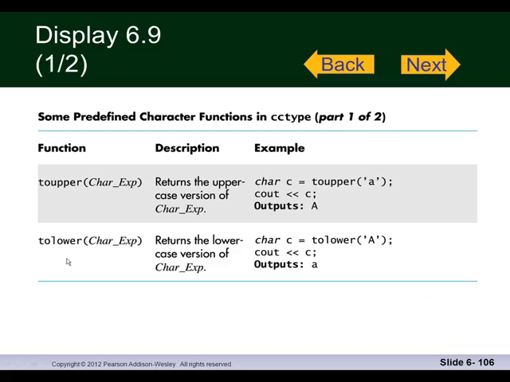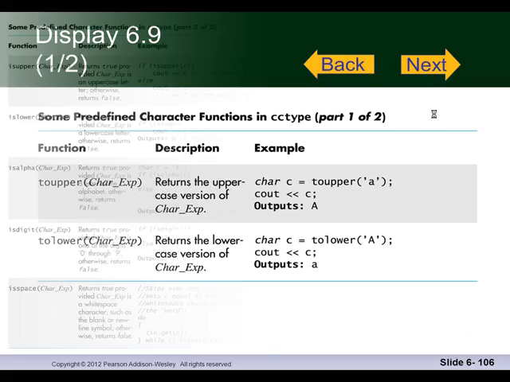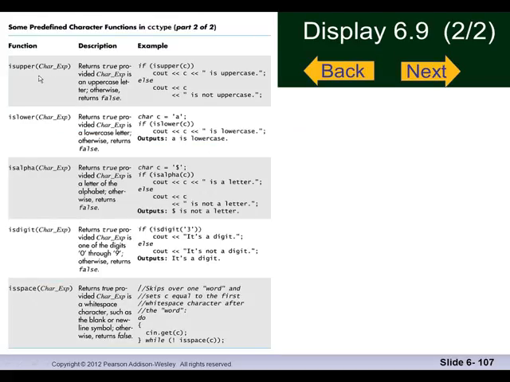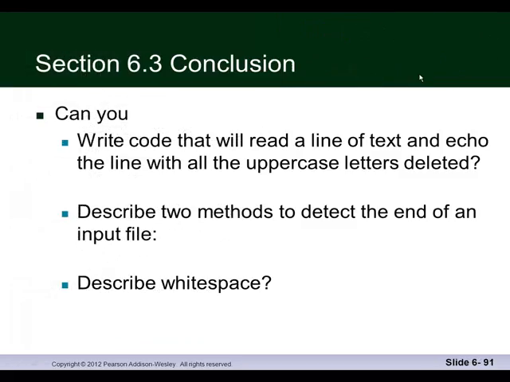So we have toupper and tolower. We have isupper and islower to check if the character is uppercase or lowercase. isalpha is checking for alphanumeric. Actually alpha, not alphanumeric. So it's looking for alpha. We're looking for isdigit, where we can check to see if it's a digit. We can check to see if it's a space. Those functions are available in #include cctype.